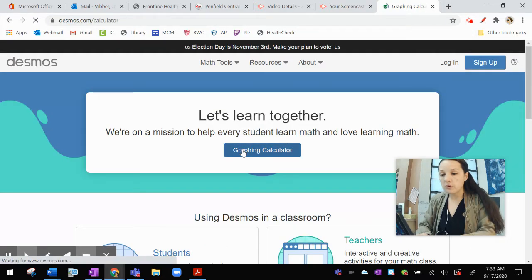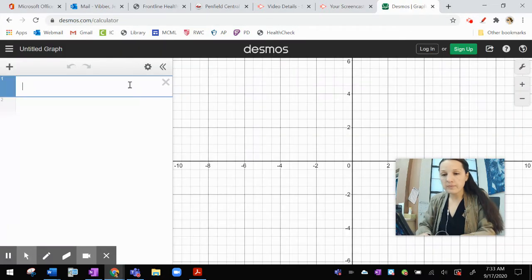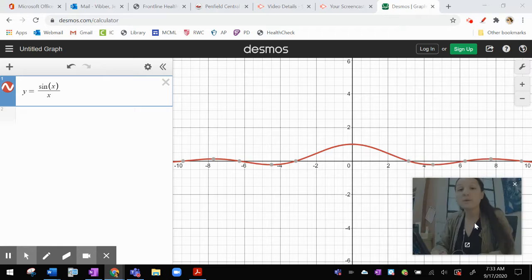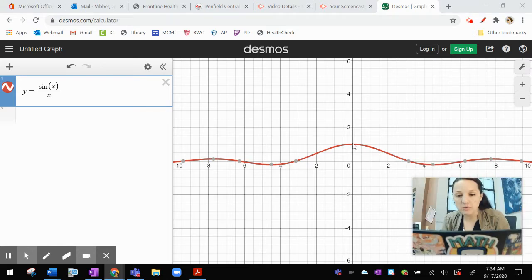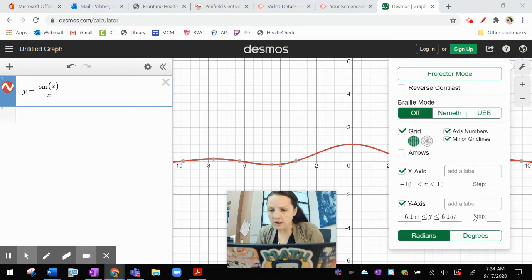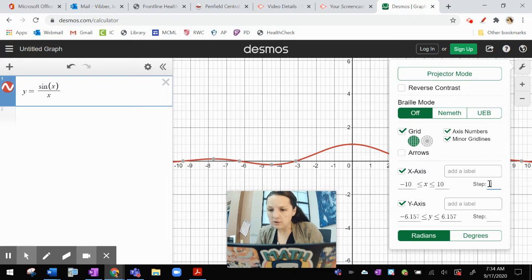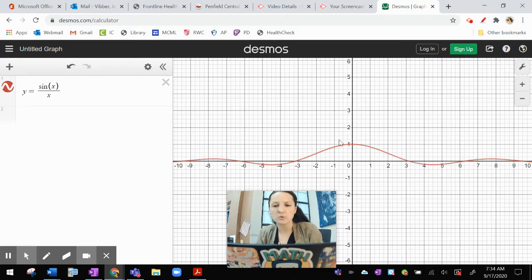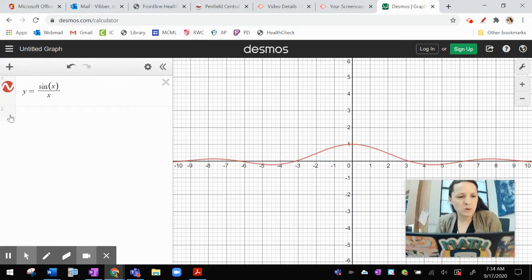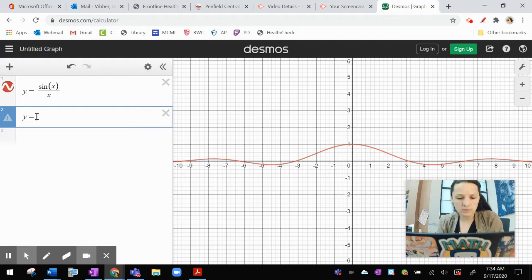I am going to graph y equals sine of x divided by x. Now we wanted to look at this where x approaches 0. And if I look as x approaches 0, this seems to really be going toward 1, don't you think? Yeah, that definitely looks like it's going toward 1, right? Let's look at the table for it.